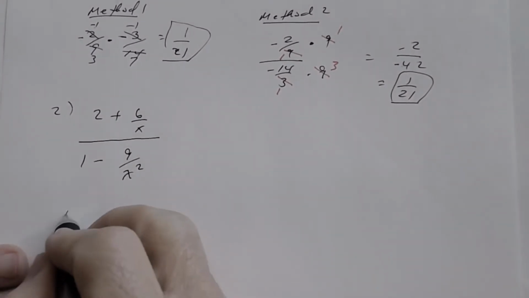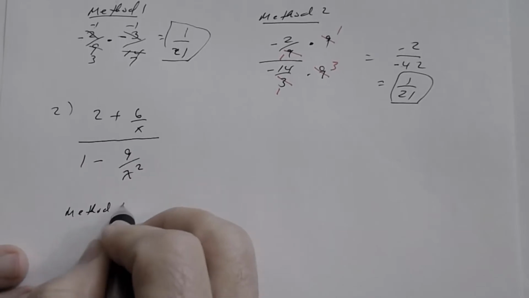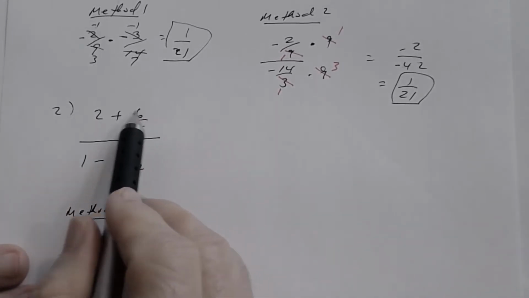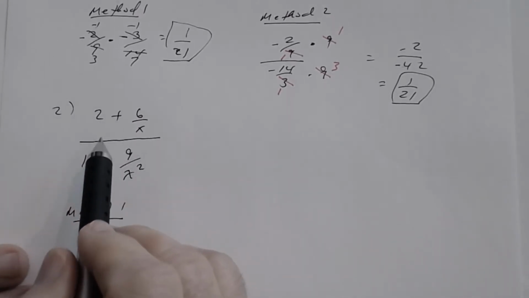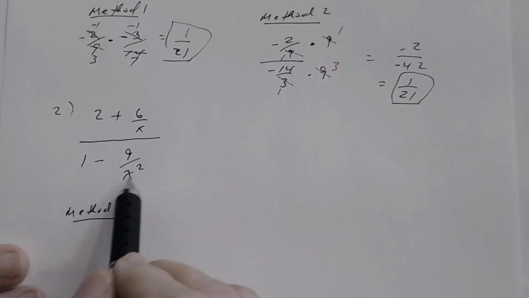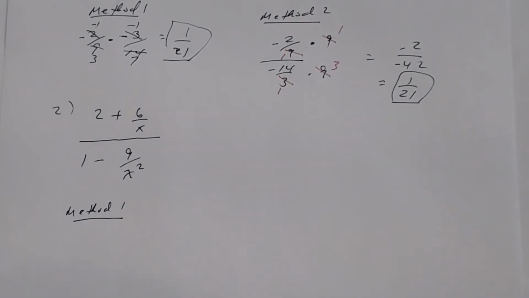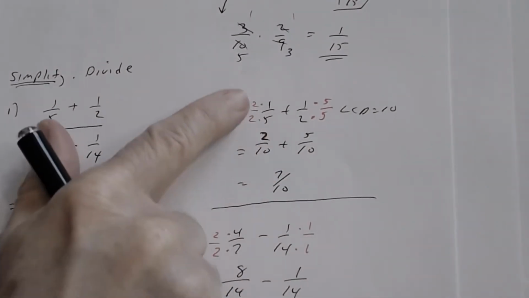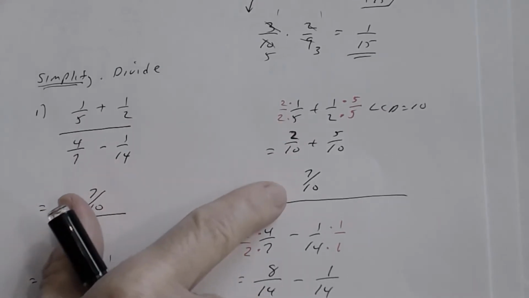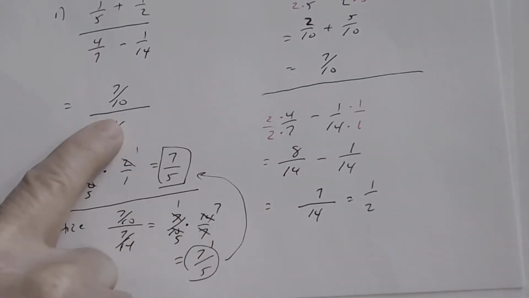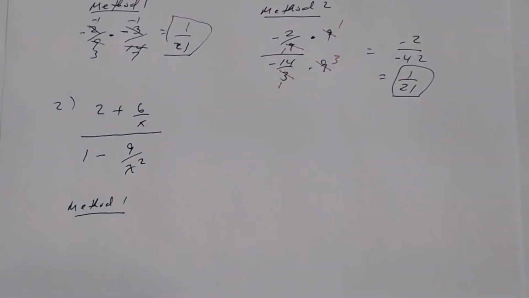So method 1, remember, is where you look only at the numerator first and you write this as a single fraction. And then you look at the same thing at the denominator, right? This is a single fraction. If you go back to our lesson on method 1, that's this part here. That's where you took this, wrote it as a single fraction, took this, wrote it as a single fraction, and then you brought it back here. All right, so that's method 1.